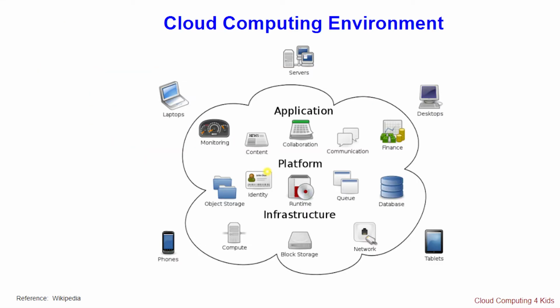So here we have the cloud computing environment. On the outside of the cloud, we have things such as your laptops, your desktops, your phones. These are all physical things you can use to access the cloud. On the inside, we have applications, platforms, and infrastructure. So something like Gmail is run on the cloud. You don't have a physical Gmail server with you, however, you're still able to access it.